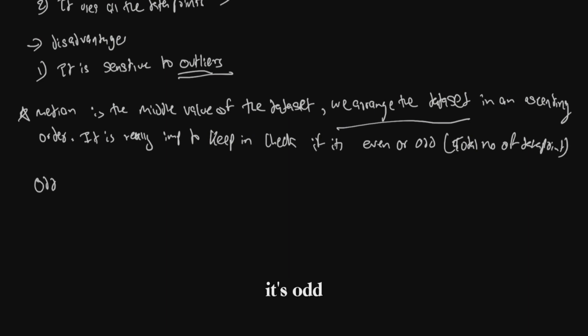Suppose it's odd, let's say we are calculating 1, 2, 3, 4, 5. The total count is 5, which is odd, right? So if we have this kind of data set, the middlemost value is the third value, or if you use the formula, it's n by 2, right?